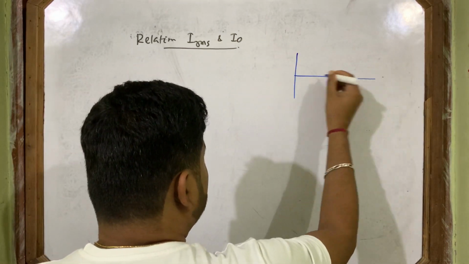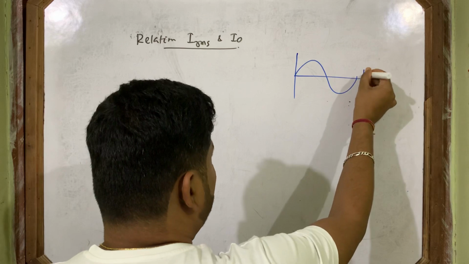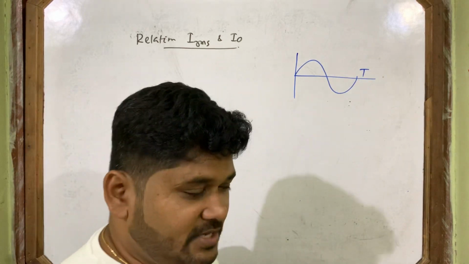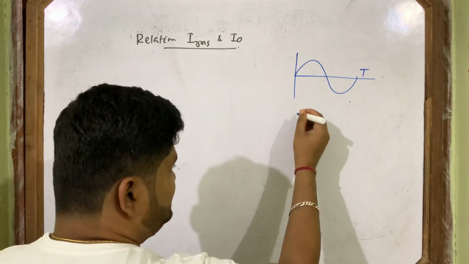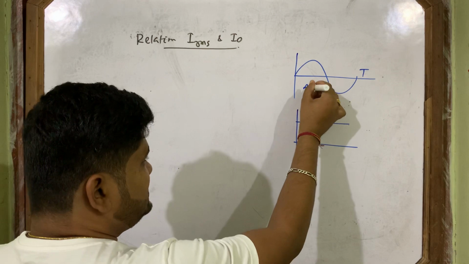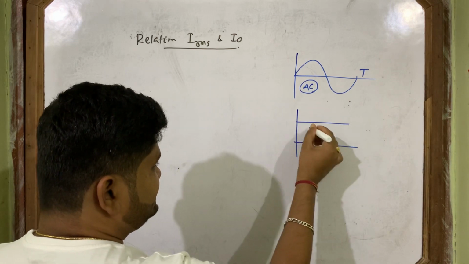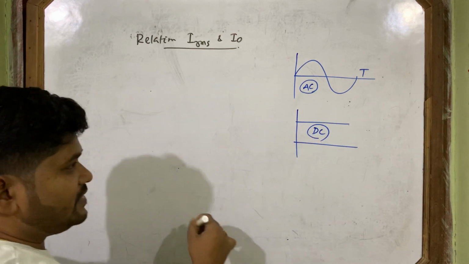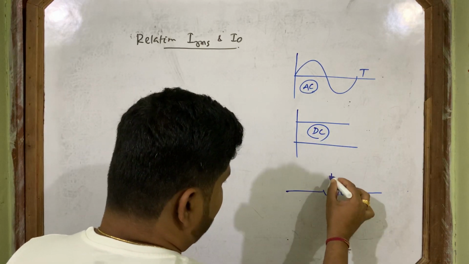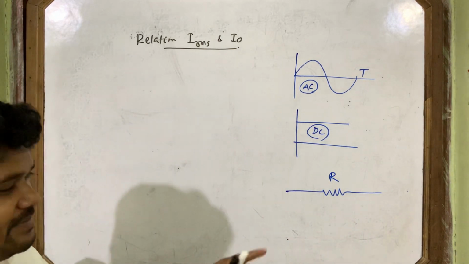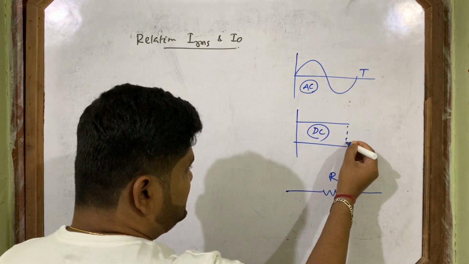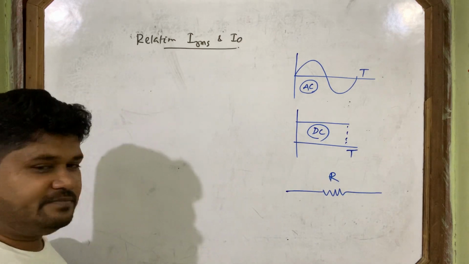We'll take one AC, in full cycle. If we take half cycle AC also, it doesn't matter. But here I take full cycle AC and you take DC. This is AC and this is DC. You pass both through a resistor, the same resistor. For how much time? If this is capital T time, you pass this also for capital T time.